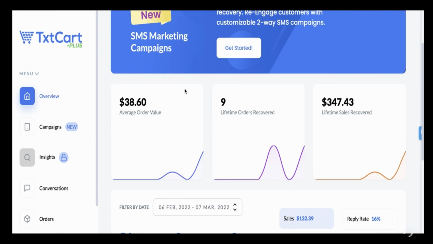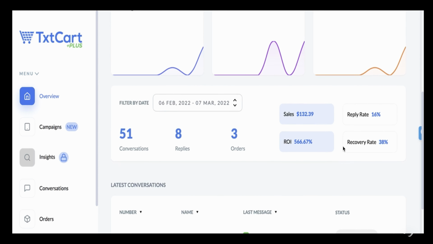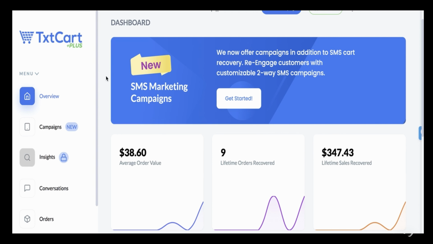Here's another store we just added it for. This was implemented maybe a week and a half to 2 weeks ago. Already recovered $347 and 38% recovery rates as well. And that's a 566% ROI.